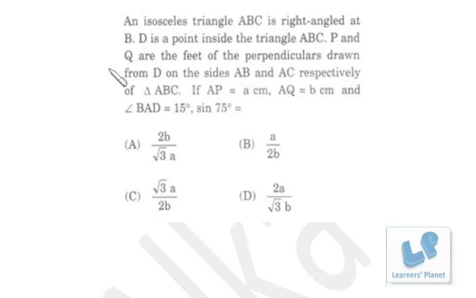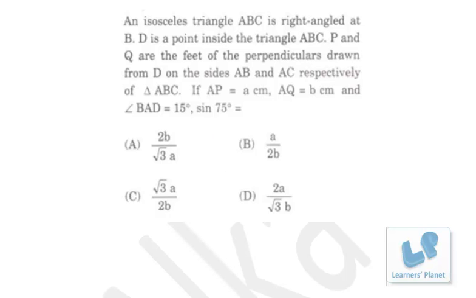Now see this. An isosceles triangle ABC is right angled at B. D is a point inside the triangle ABC. P and Q are the feet of the perpendiculars drawn from D on side AB and AC respectively of triangle ABC. Now if AP is equal to A centimeter, AQ is equal to B centimeter, and angle BAD is 15, then we have to find out the value of sine 75 degree. Now, though the value of sine 75 degree is a constant, here we have to find the value of sine 75 degree in terms of A and B, right?